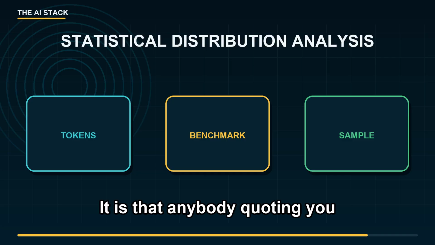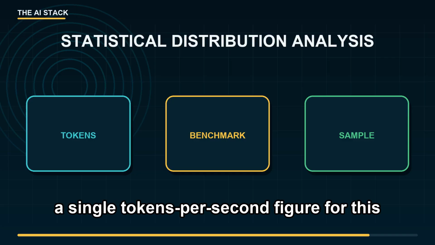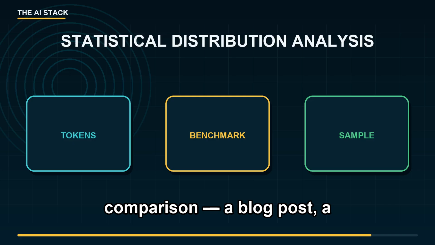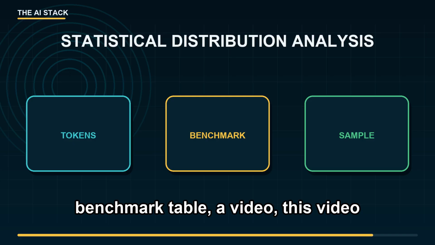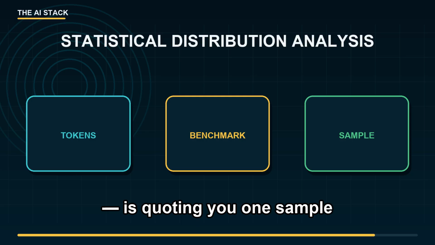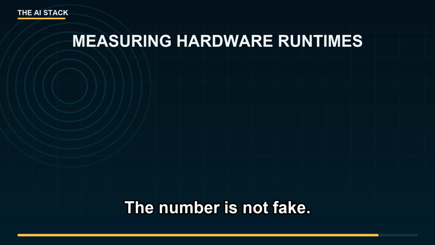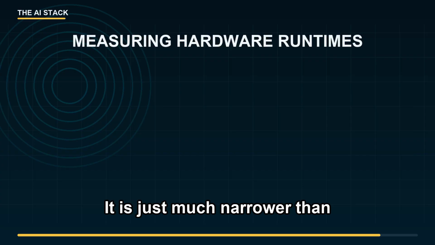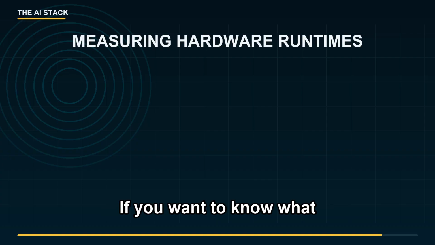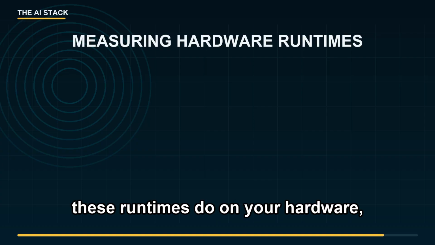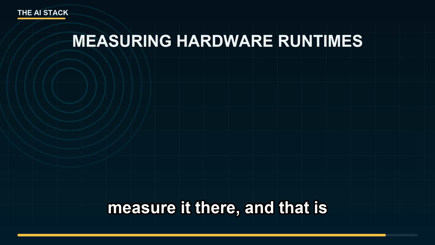It is that anybody quoting you a single tokens per second figure for this comparison, a blog post, a benchmark table, a video, this video is quoting you one sample from a distribution they probably did not look at. The number is not fake. It is just much narrower than it sounds. If you want to know what these runtimes do on your hardware, the only reliable way is to measure it there, and that is about 10 minutes of work.